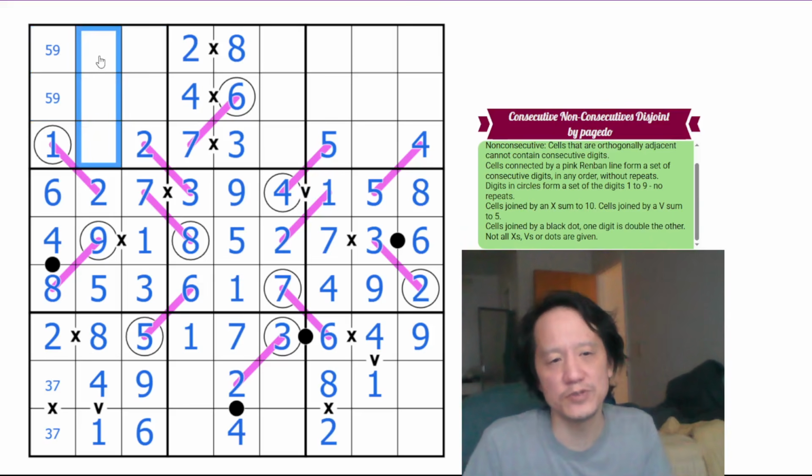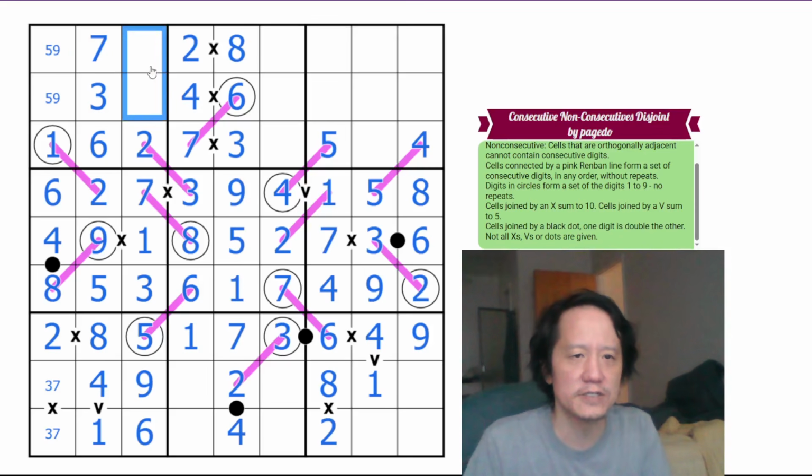The rest of column 2 is 3, 6, and 7. This can't be 6, this can't be 7, this can't be 3 because of the 3 in the row, so this must be 6. 6 cannot be consecutive with 7 here because they would be orthogonally adjacent, so this is 3, that's 7. The remaining digits in column 3 are 4 and 8. This can't be 4 because of the 4 in the row, so this is 8, that's 4.